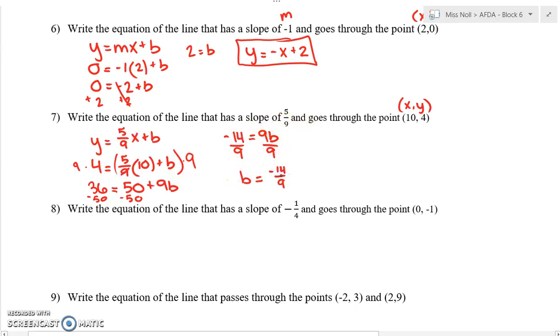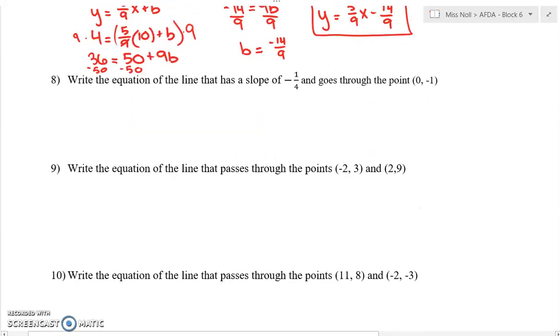Nice. So don't fear fractions too much. They're really not that bad. So then my final answer would be y equals 5/9 x minus 14/9. And then I would put a box around that. So that's kind of how you want to do those ones with fractions in them.